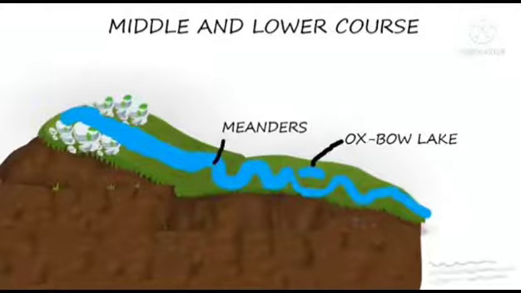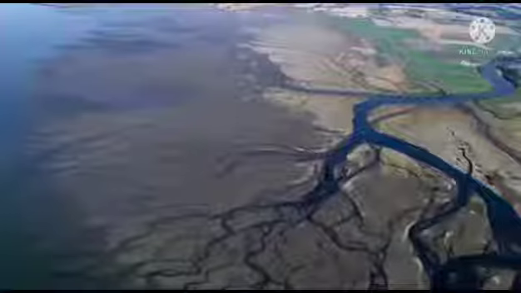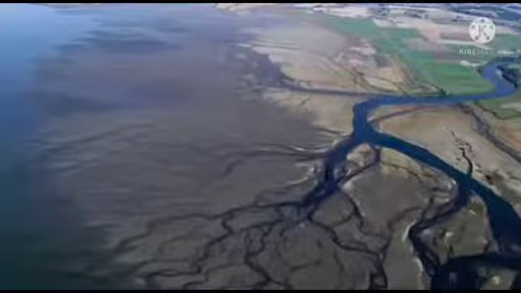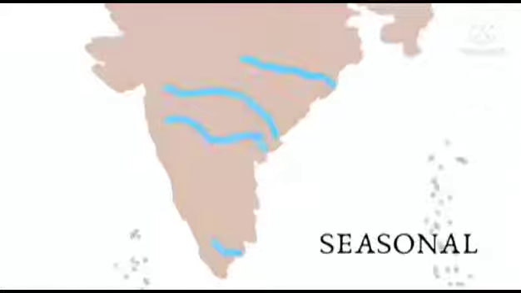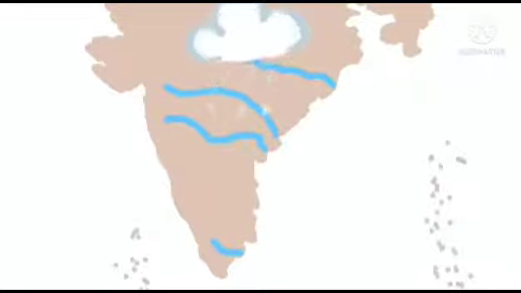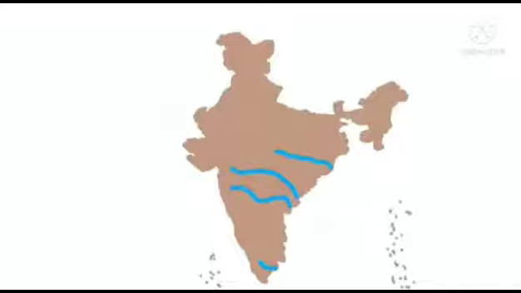And the second type of river that we have is the peninsular rivers, and peninsular rivers are also known as seasonal rivers. Okay, and seasonal means that they mainly depend on the rainfall. बारिश के ऊपर ये क्या रहती हैं, depend रहती है when the monsoon is active in India.